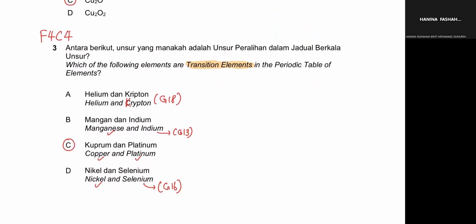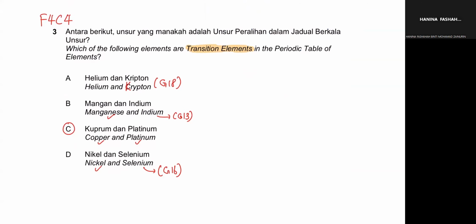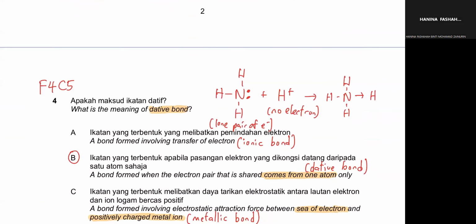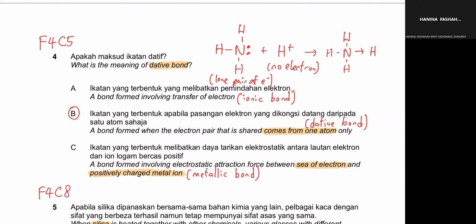Then number three is C. This one is related to transition element. You can check the periodic table also. Copper and platinum is in the transition element. Then question four is B.